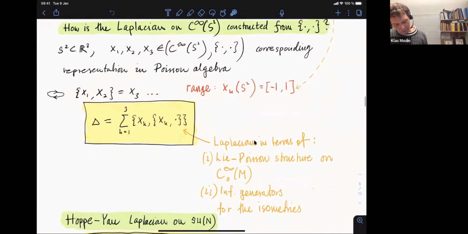And now I'm still talking about the continuous, infinite-dimensional Laplace-Beltrami operator on the sphere. And it's generated like this. Once you have these generators, you just take your brackets and apply it twice, and then you leave this slot open for some function. This, in fact, gives you the Laplacian. Okay, so it's generated from these generators for the isometries, if you like, on the sphere.